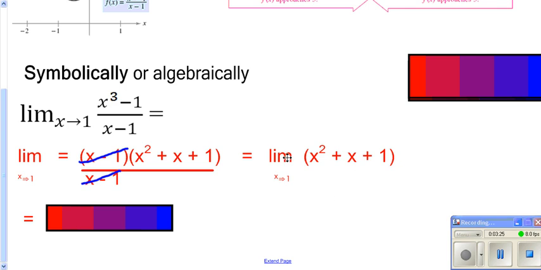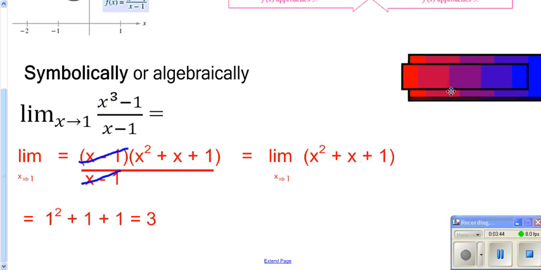So now we don't have to be concerned about plugging in 1 here. We couldn't plug in 1 initially because we'd be dividing by 0, but we eliminated that factor that caused the problem. So now all we have to do is come along and plug in 1 for our x's, add everything together, and we get a limit of 3.